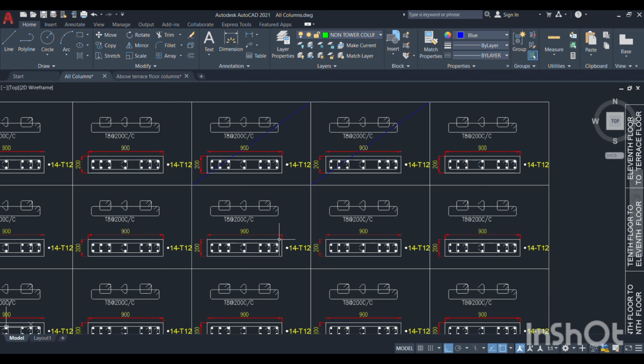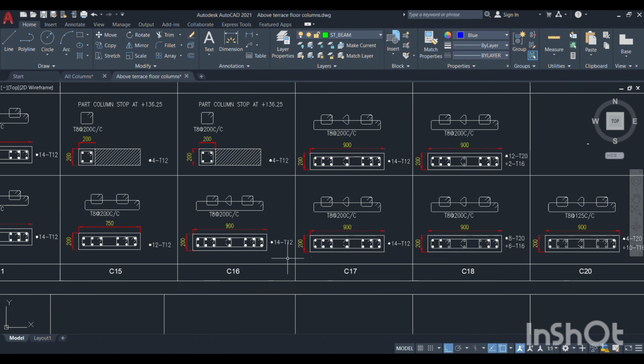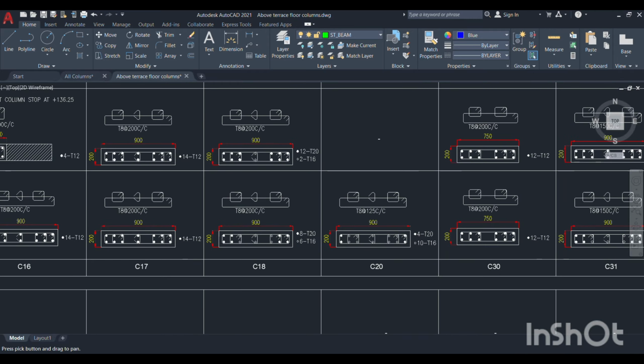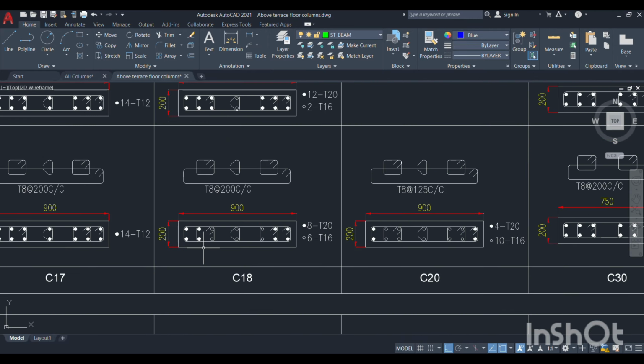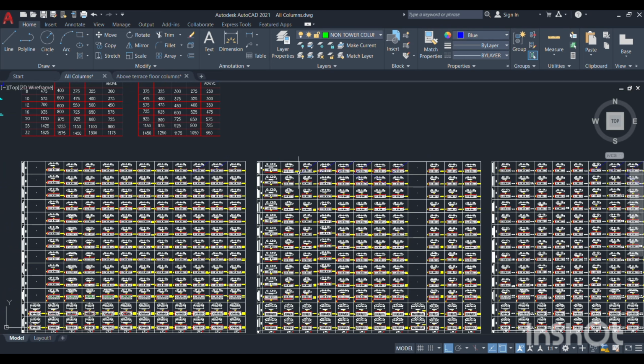Either you can install this 16 mm at this level, or you can install that 16 mm dia rod at the time of 11th floor slab casting. So that's why I have not taken it for this C10. Again, if you go C10, C11, C15, C16, C17, you see C18. This C18 has 8 number of 12 and 6 number of 16. So the same things we have to do for C18.